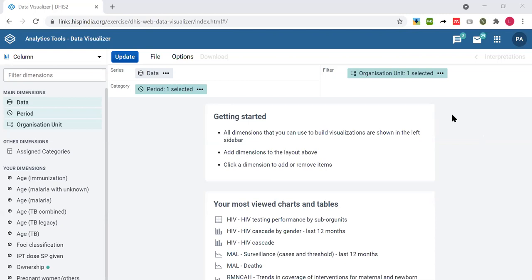Let me explain the scenario a bit further. For example, I would like to compare with the TB. Now there are different TB notifications. We have all cases. We can compare new and relapses. We can compare new and pulmonary bacteriologically confirmed, or clinically diagnosed. So we have different data items that we report in the TB program. We want to check how this reporting of different data items has changed across a period of time, maybe like a quarter reporting over 3 years, or 2 years.